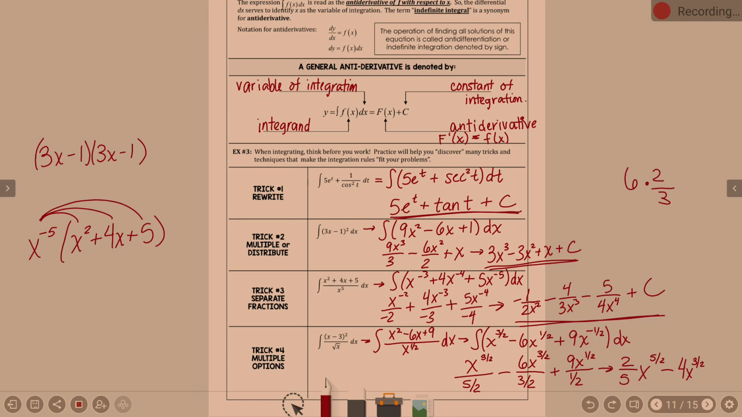Plus, it's 9 divided by a half, which is 9 times 2 over 1. So 18x to the 1/2, plus C that I ran out of room for. I know it looks like a lot, but this one was easier than the one we did on the other page where we ended up with the 7/4 power, because you have that rule.